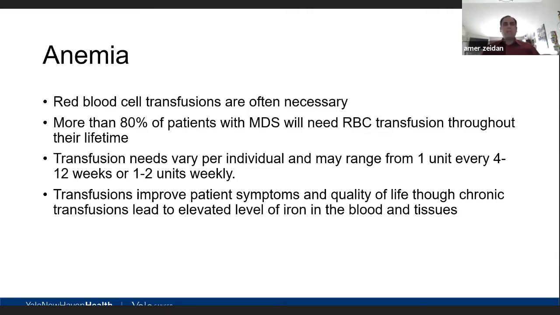So what about anemia? Anemia is the main problem in MDS. More than 80% of patients will have anemia. Most patients will need red blood cell transfusions, and the frequency can vary. Some patients might need them every 3 months. Some patients might need them more frequently. Some patients might even need them as frequently as 1 to 2 units every week.